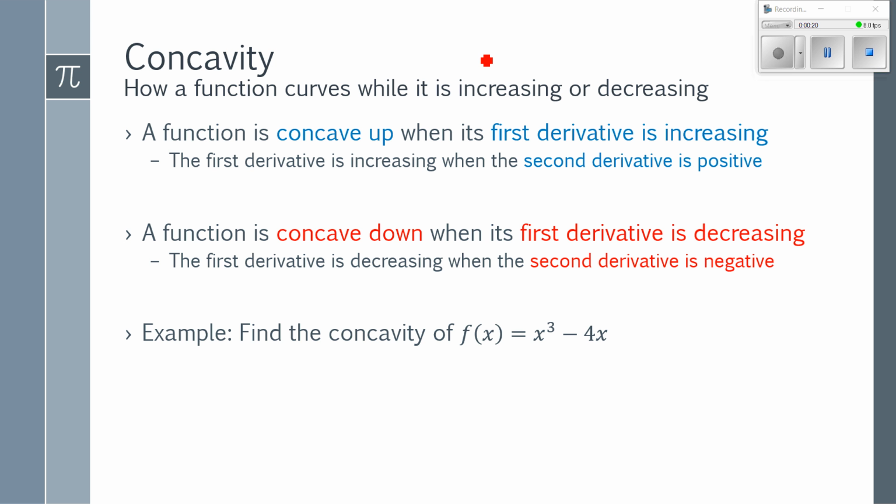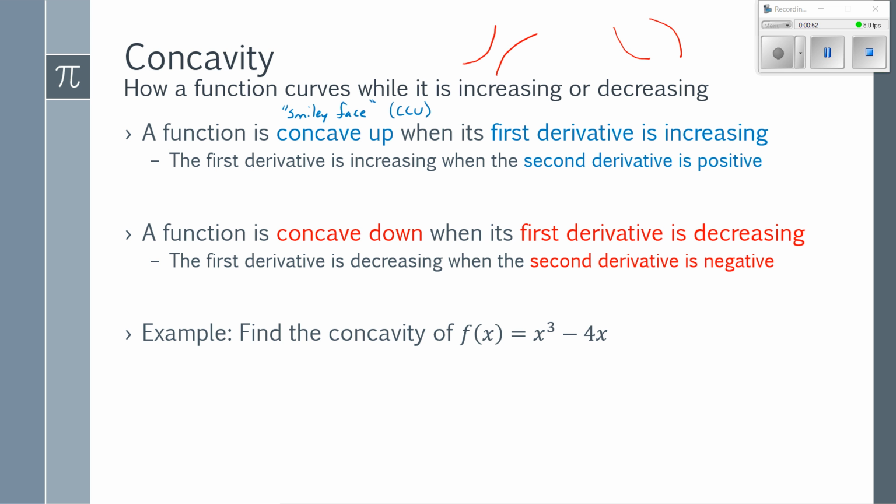Because I could have a function increasing and curve this way, or increasing and curve this way. Decreasing could curve this way, or decreasing and curve this way. And in each case, there are two different possibilities. So concave up, or to describe what that picture looks like, smiley face. And we abbreviate it as CCU.